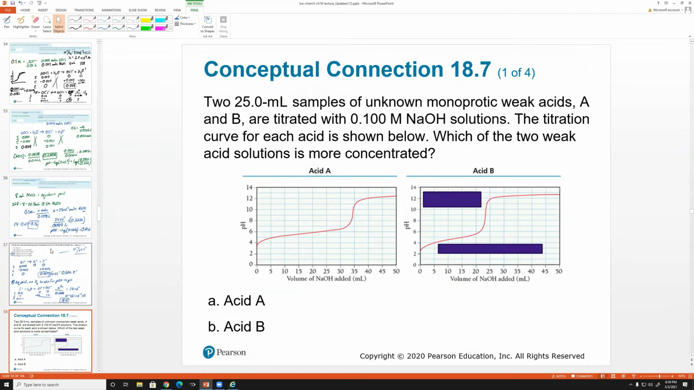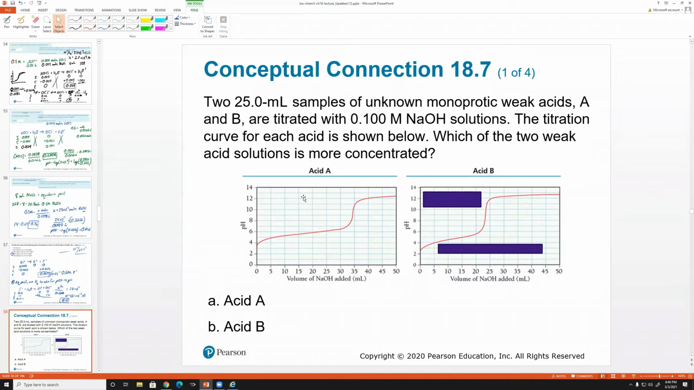Going over titration curves. Now we have these two titration curves. They're of 25 milliliter samples of unknown monoprotic acid, right? And monoprotic means it has one proton. And there's A and B, and they're both titrated with 0.1 molar NaOH. The titration curve for each acid is shown below. Which is more concentrated?